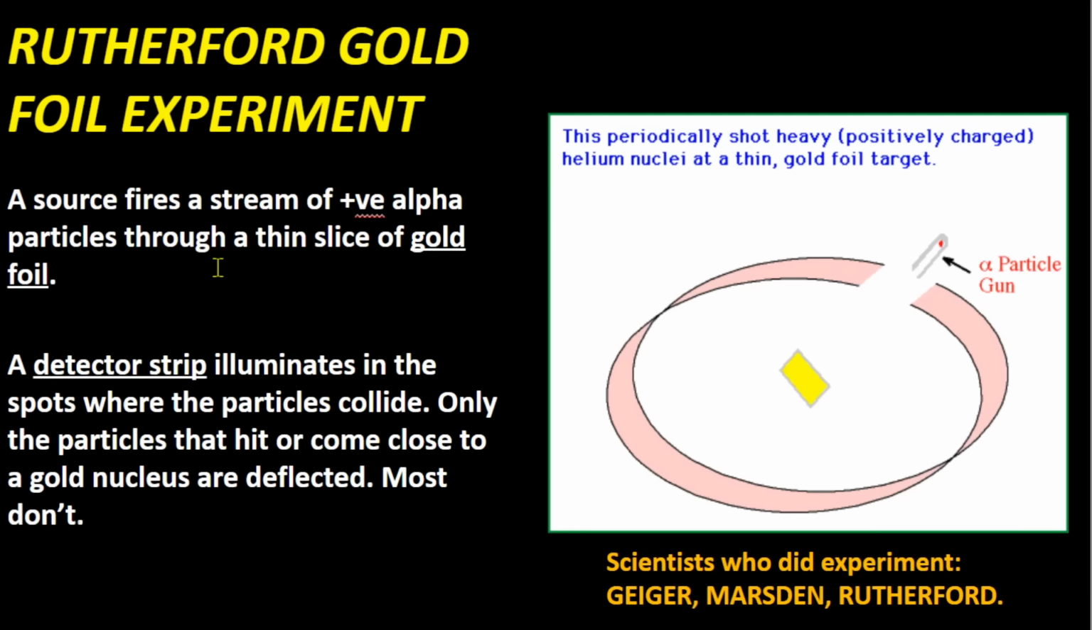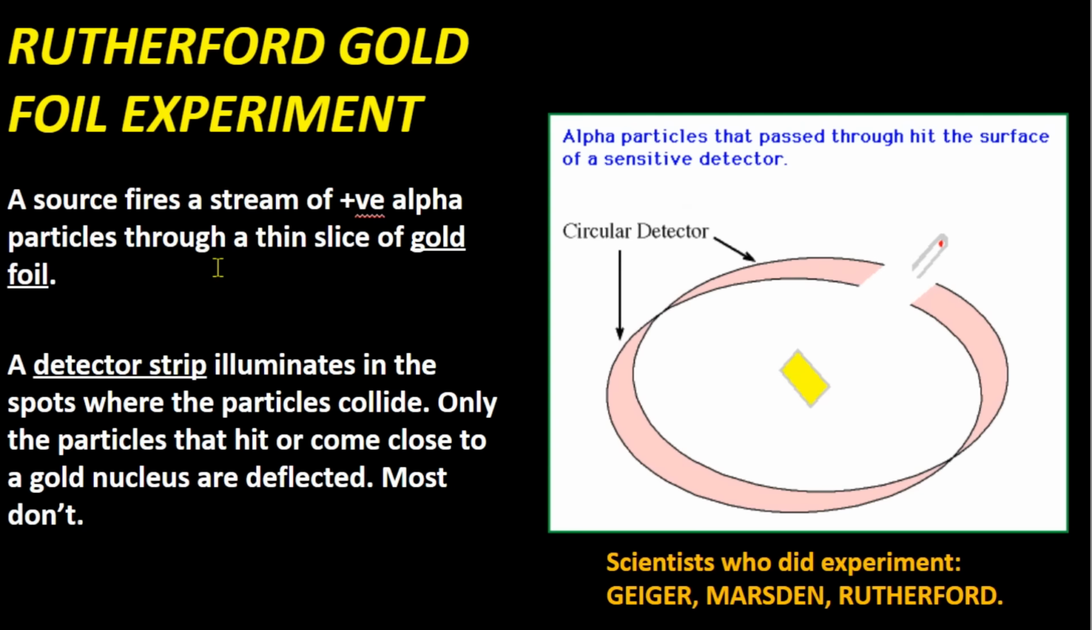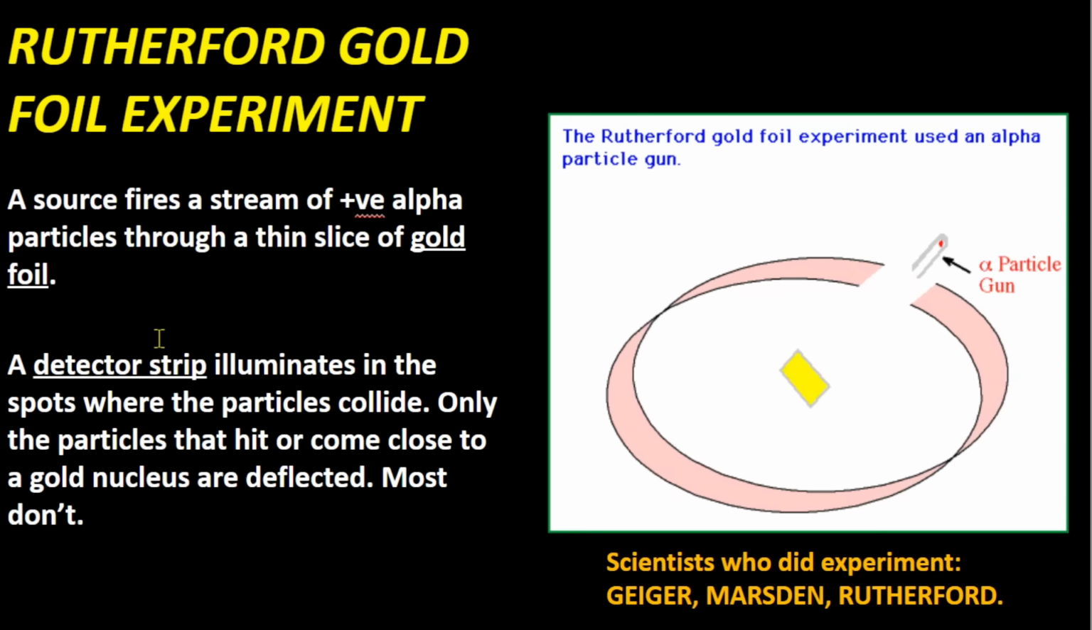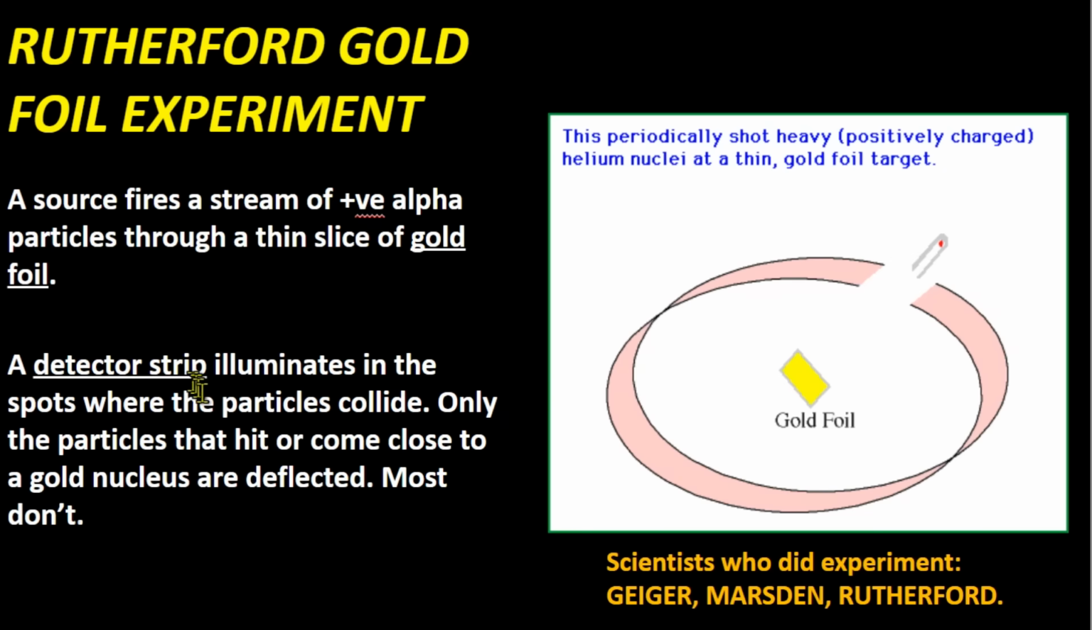How do we know that the atom looks like that? Well, this is because of the Rutherford gold foil experiment. Basically what happened here is that a source fired a stream of positive alpha particles through a thin slice of gold foil. Why gold? Because gold was very malleable and could have been sliced very, very thin. A detector strip of zinc sulfide illuminates in the spots where the particles collide.